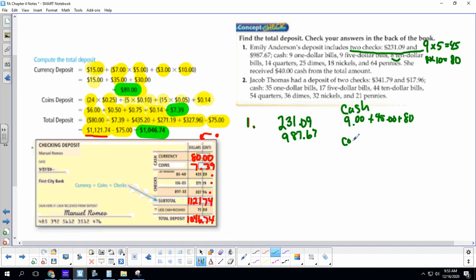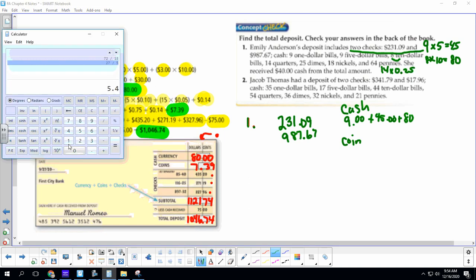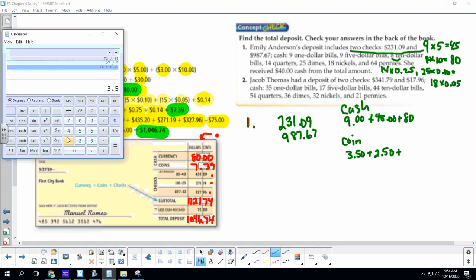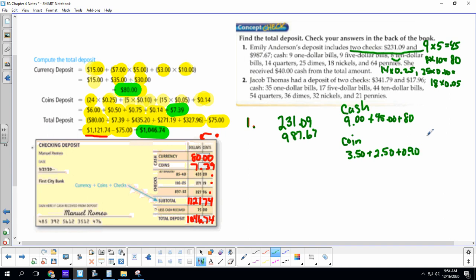14 quarters, so this is the coin, 14 times 0.25 is $3.50. 25 dimes, which is $2.50. I can do that without the calculator. 18 nickels, make sure you guys are putting your decimals down correctly, that's 90 cents, and 64 pennies, I don't need a calculator for that.